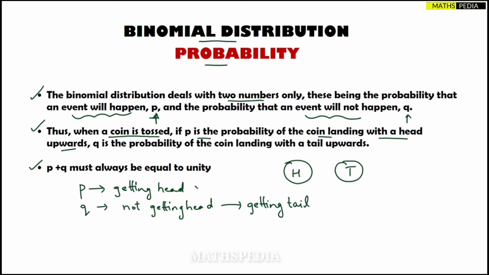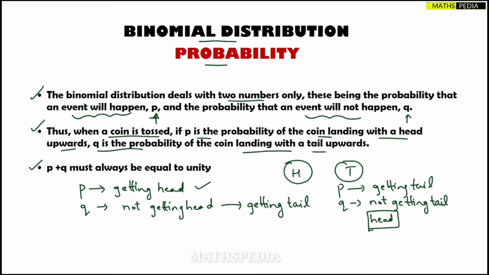This is what I was telling. If we consider P as getting head, the opposite thing will be Q, the probability of not getting head, which indirectly means getting tail. You can take it vice versa also: P as the probability of getting tail, and Q as the probability of not getting tail, which means getting head. So the basic example is that P is the probability of the coin landing with the head upwards, and Q is the opposite, the coin landing with tail upwards.